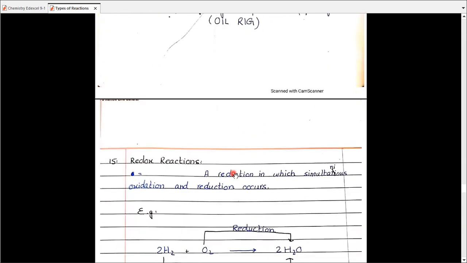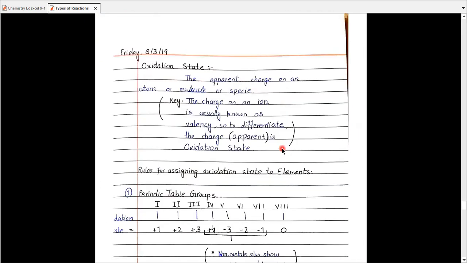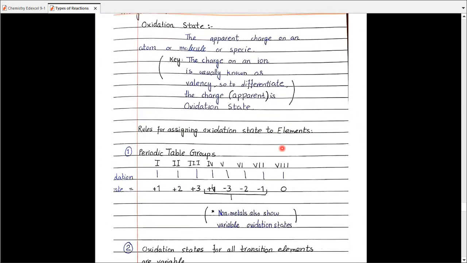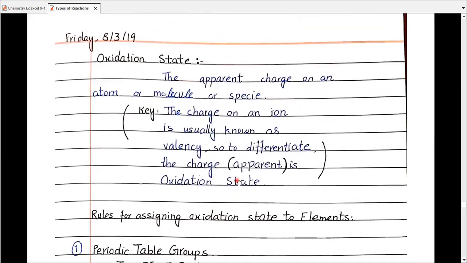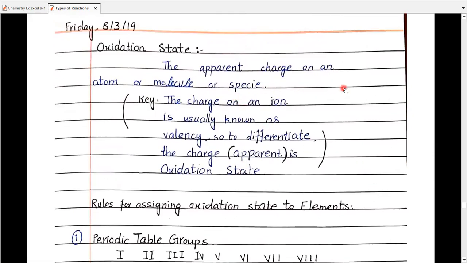Right now, it's not the point that we do oxidation reduction definitions or the definitions for a redox reaction. We already know how to do that. So let's get to what we are supposed to do now. Since you get stuck with oxidation state and how to put the numbers, we're going to stick to that. Oxidation state is an apparent charge on an atom, molecule, species, whatever that is. The charge on an ion is usually known as valency. So in order to differentiate the apparent charge, we use the bigger, broader term, oxidation state.